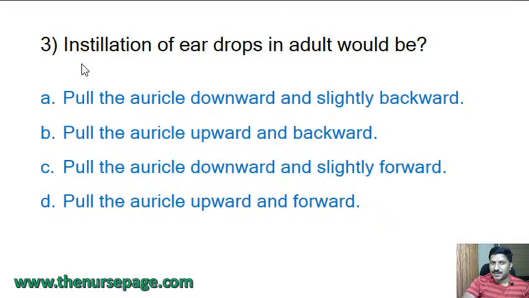Next question, an easy question. Instillation of eardrops in an adult would be: pull the auricle downward and slightly backward; pull the auricle upward and backward; pull the auricle downward and slightly forward; or pull the auricle upward and forward. Third question.